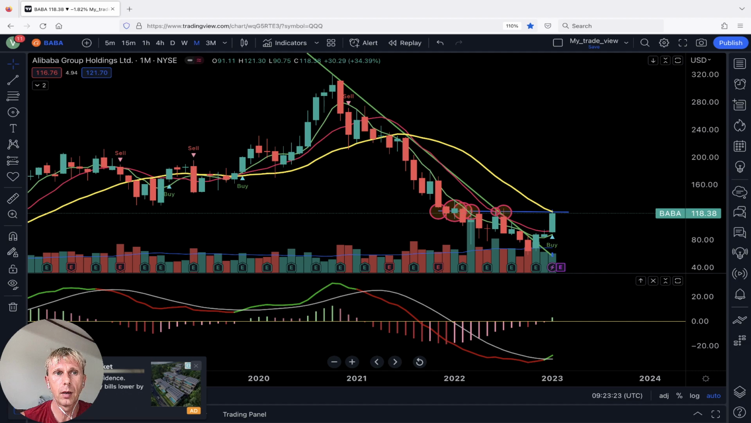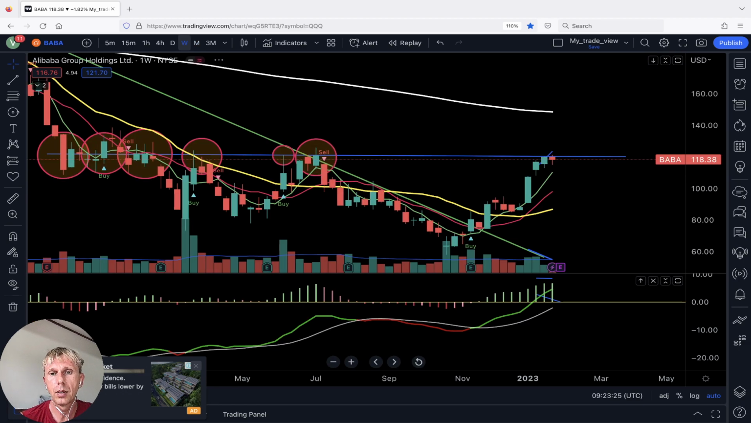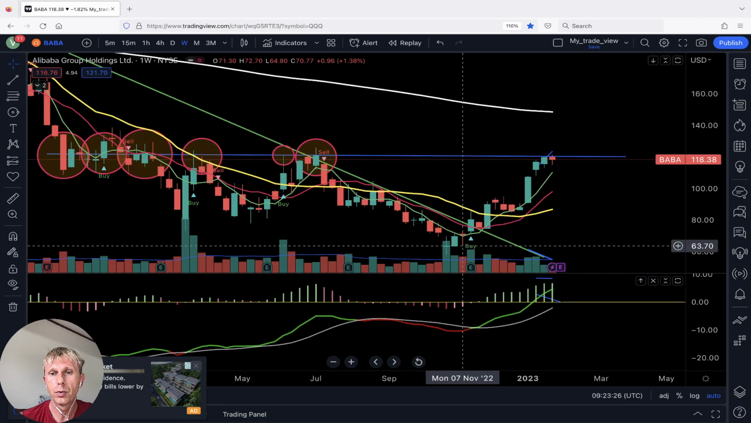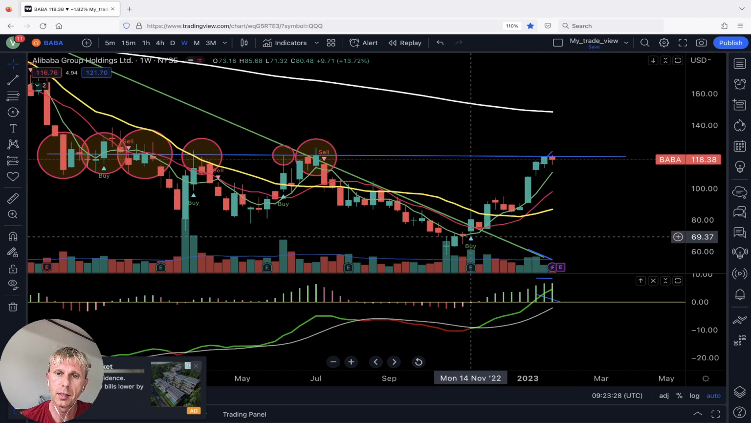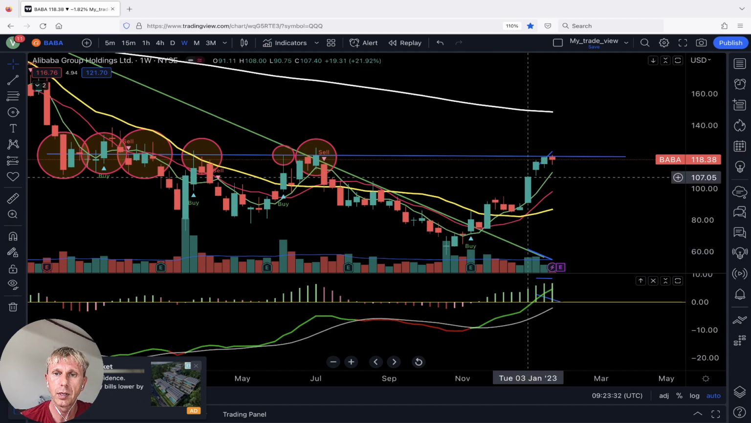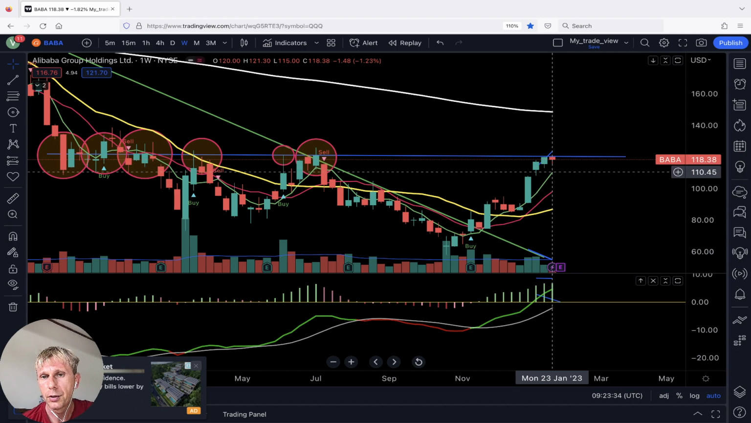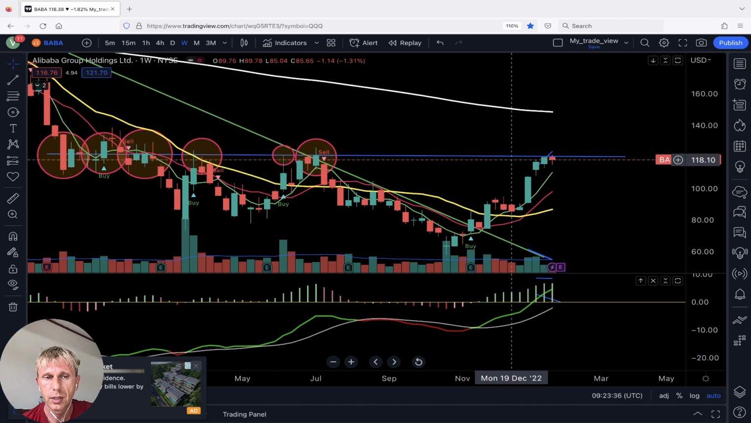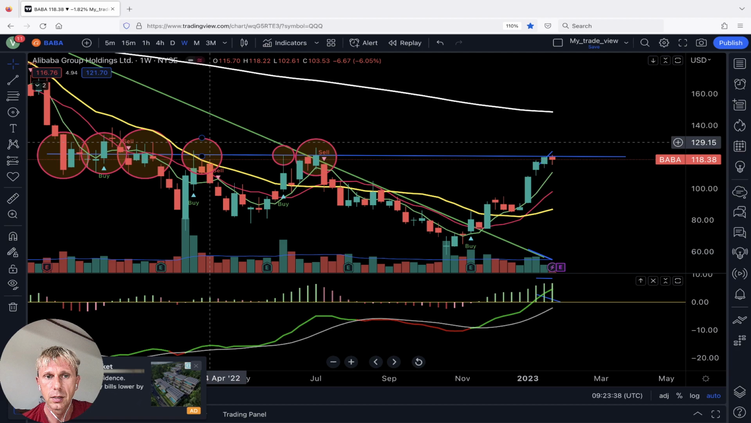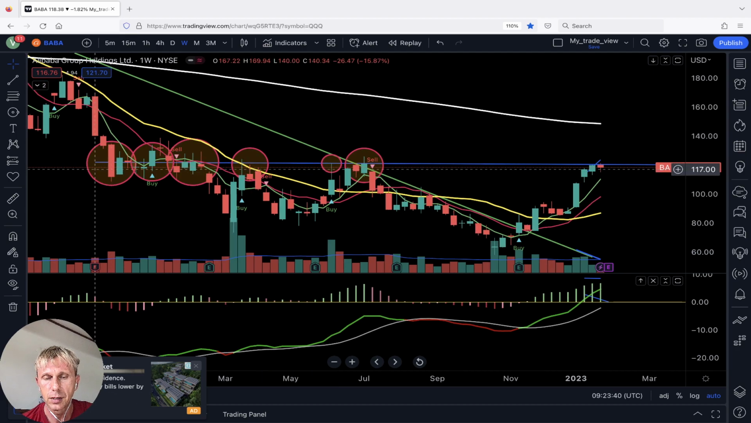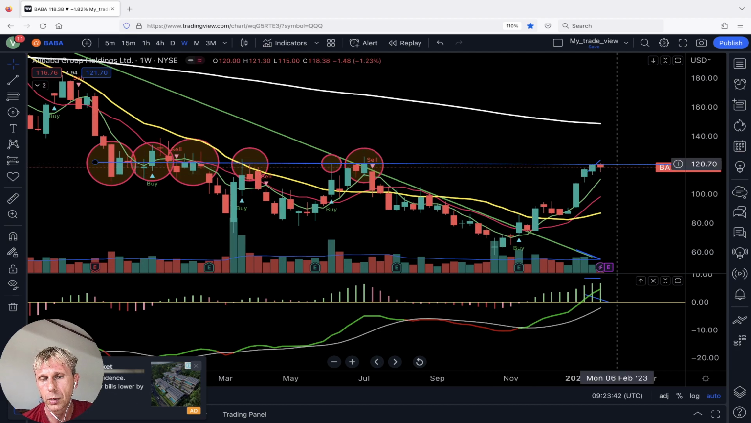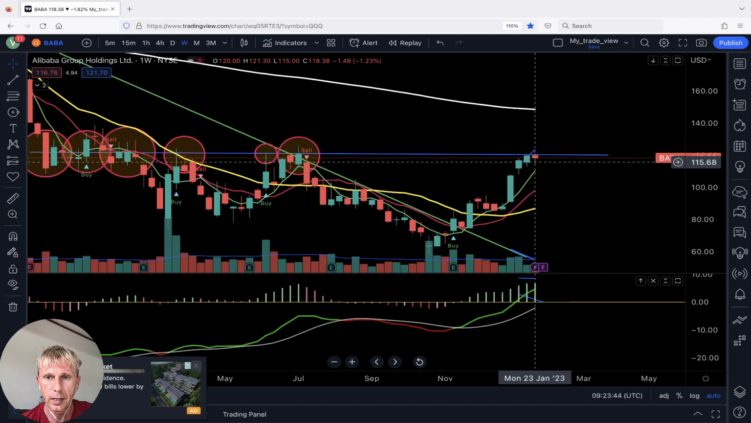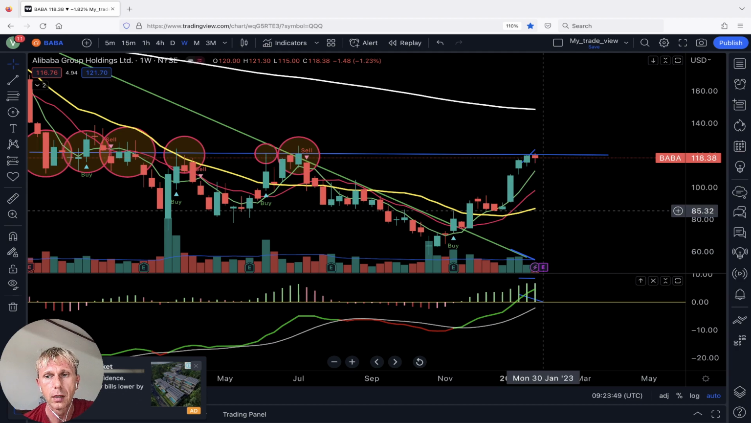Let's check weekly BABA. Buy signal weekly for several weeks already in bullish trend weekly. The one negative thing, it is on the resistance level. Look at it, it's a lot of resistance here. It definitely wants to have correction because the last bar is very far from MA20 and it should connect back to MA20.